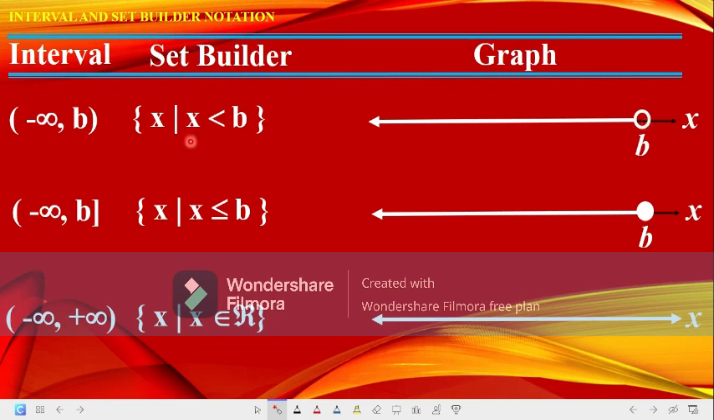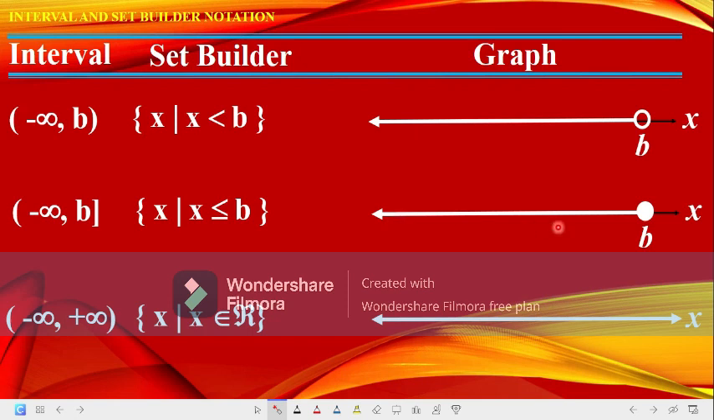And for set builder notation, this is expressed as the set of all x's such that x is less than B. Then let us proceed to the next graph.